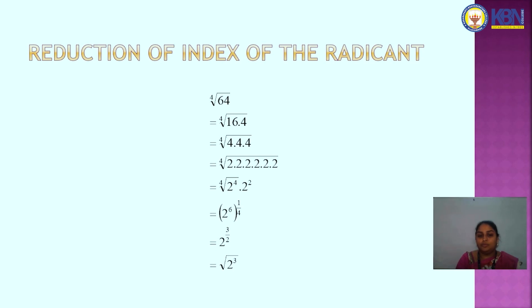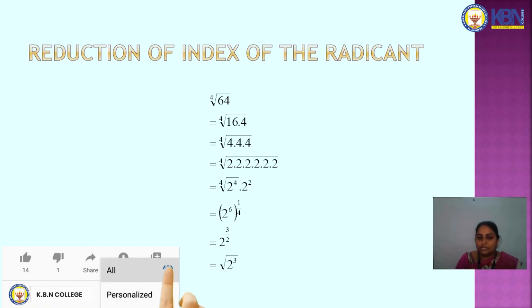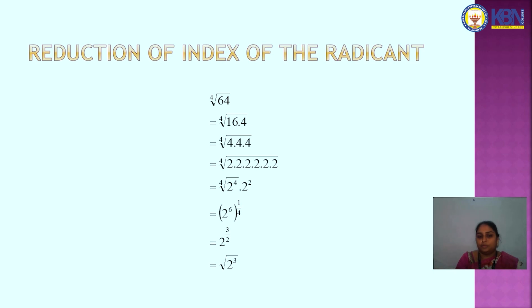Now here we use the formula nth root of a power m can be written as a power m by n. Here in place of m we have 6, in place of n we have 4. So 2 power 6 by 4. 2 power 6 by 4 can be reduced into 2 power 3 by 2. Power 1 by 2 means square root, then square root of 2 cube. Therefore, 4th root of 64 can be reduced into square root of 2 cube.